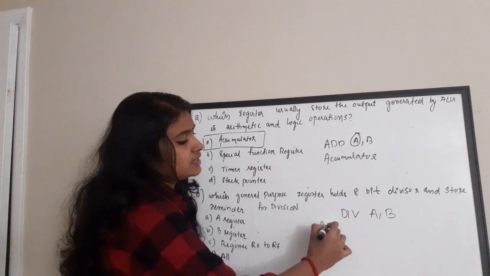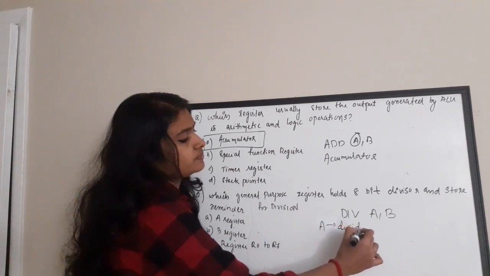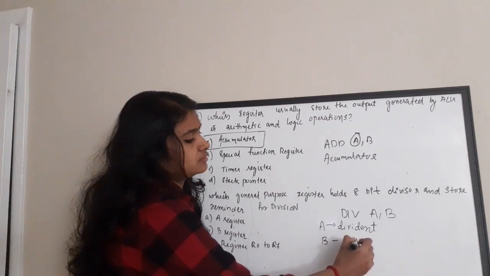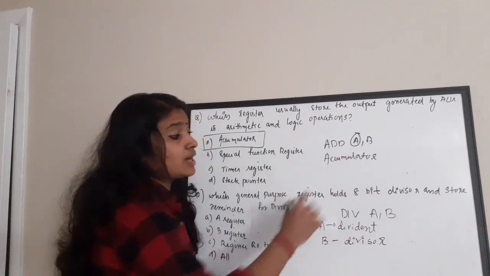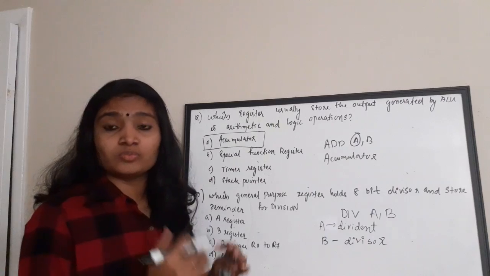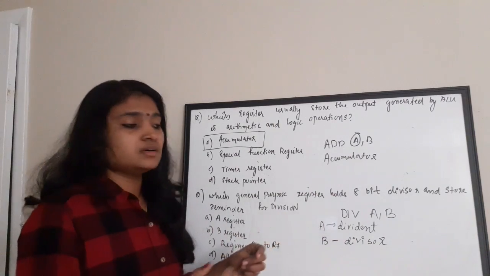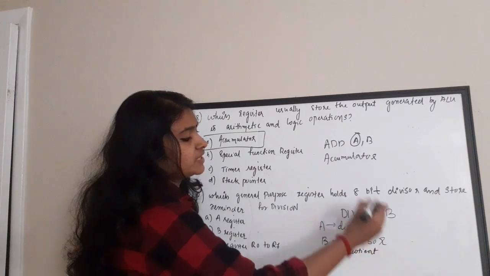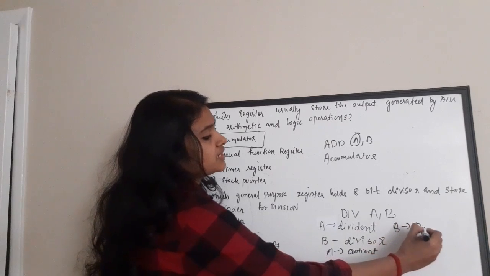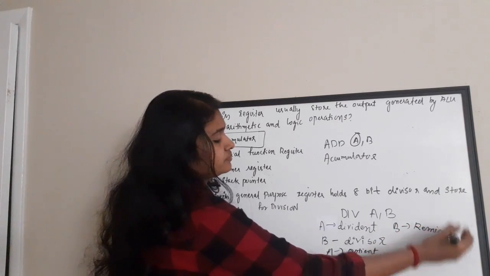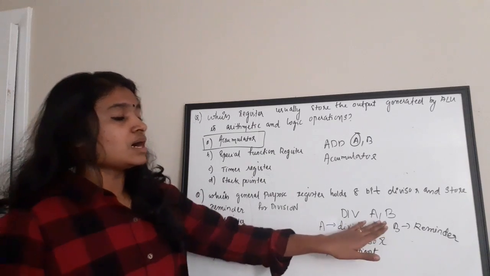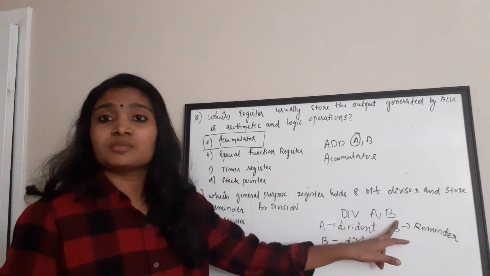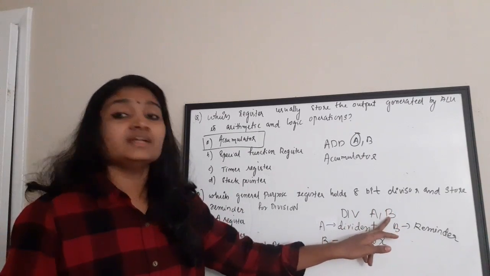So A is having the dividend and B is holding the divisor. Now after this instruction is executed, how will be the case? A will be having the quotient and B is having the remainder. Okay, so this is the case. So after the execution of the division, A is having the quotient, B is having the remainder. And before division, B is having the divisor.